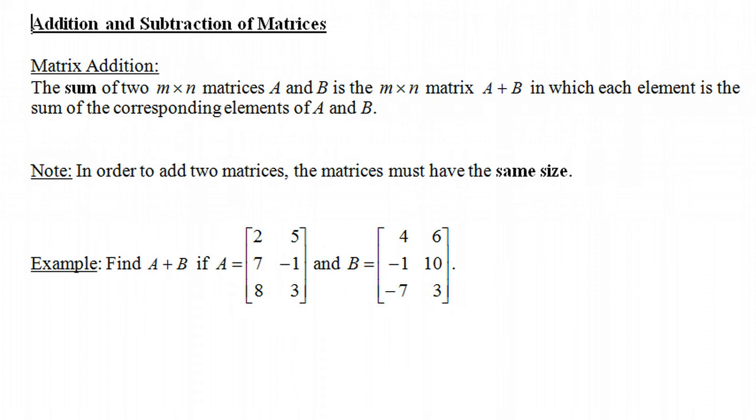But one thing I want to point out before we do an example is that in order to add two matrices, the matrices must have the same size. They have to both be m by n matrices. We're adding up matrices that have the same size.